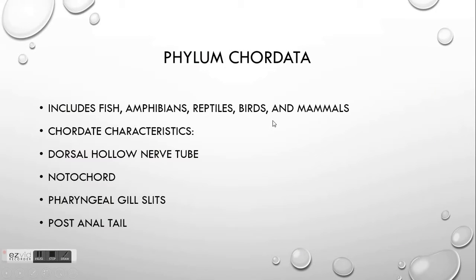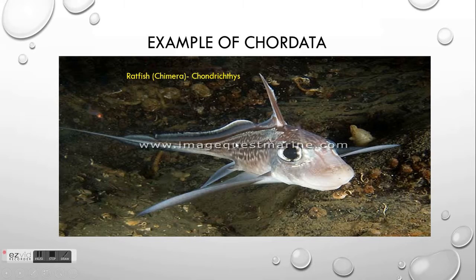Phylum Chordata, they include fish, amphibians, reptiles, birds, and mammals. They have chordate characteristics, a dorsal hollow nerve tube. They have a notochord. The example will be this animal called the ratfish, of the subphylum Chondrichthyes. So this is all for the phylum Chordata.